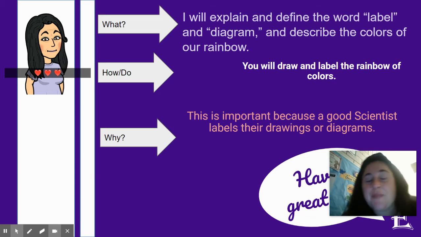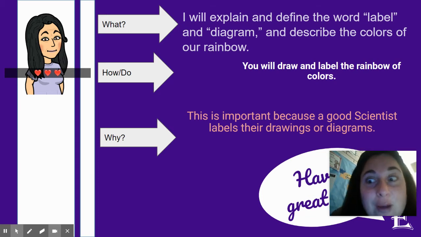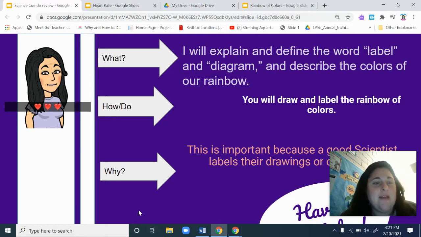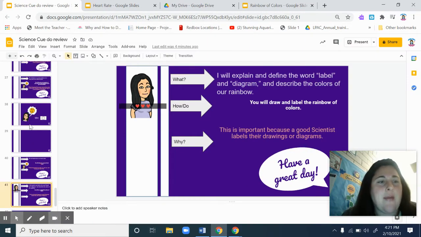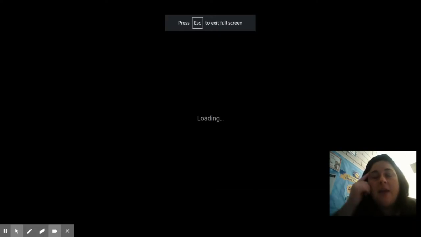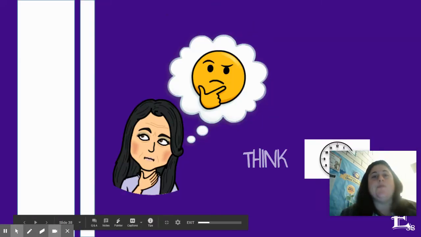So I'm glad you got to do that, and I hope you had fun looking very closely at the heart fingerprint. So today, what are we doing? First of all, we're going to talk about two words. They're called label and they're called diagram. Label and diagram. Let's give ourselves some think time and think about that. What does label and diagram mean? I'm going to give the think time, or you can press pause.